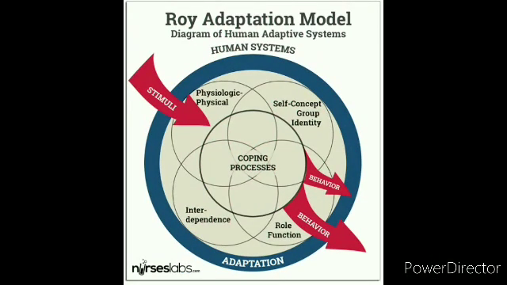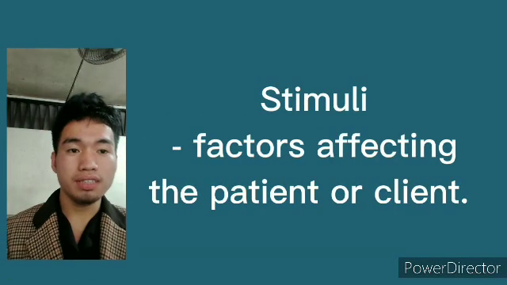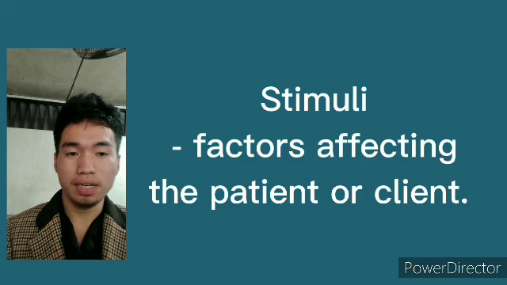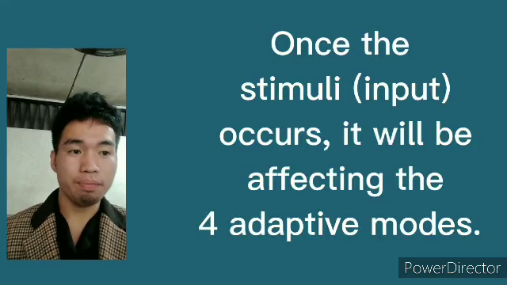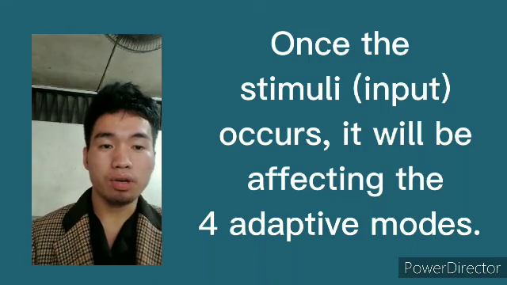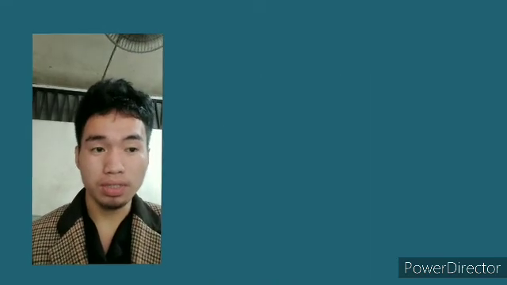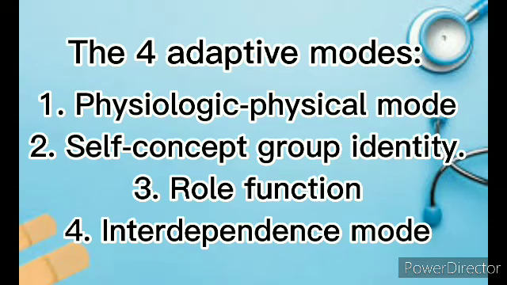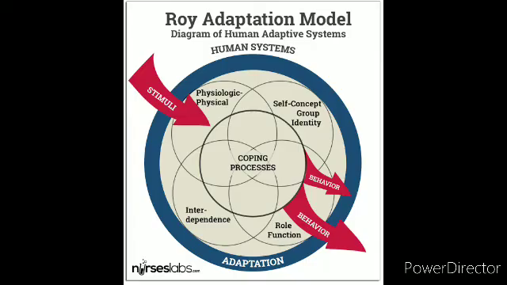So, looking at the framework, we have the stimuli, the coping processes, and surrounding it are the four types of adaptive mode. So the nurse should first look at the stimuli that are actually affecting the patient. When those stimuli or inputs occur, they will now compromise the four adaptive modes. Now the center is the coping processes or coping mechanism, and here the patient will create or think of something that will cope with the stimuli.